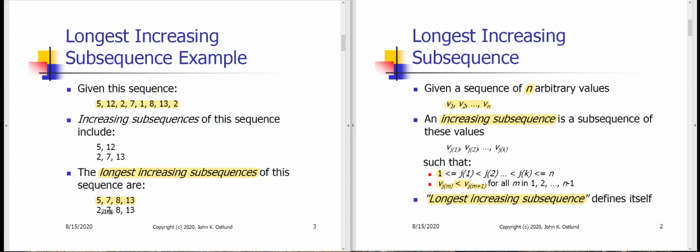But it's not unique. There are actually 2 different increasing subsequences that are 4 values long. We can either have 5, 7, 8, 13. That's one 4-value long increasing subsequence. Another one is 2, 7, 8, 13. And those are the only 2 that we can find in this sequence. Obviously, the longer your sequences get, the harder it is, just by brute force, to identify all of the longest increasing subsequences that there are.